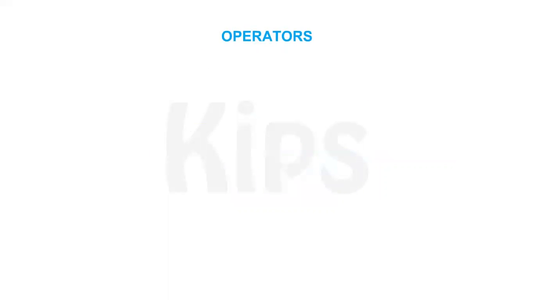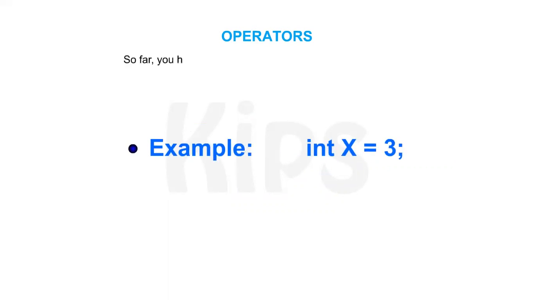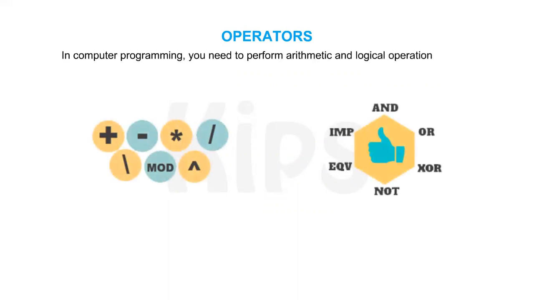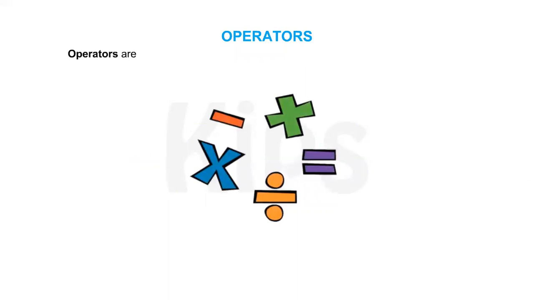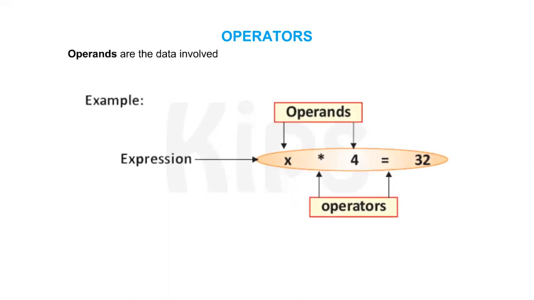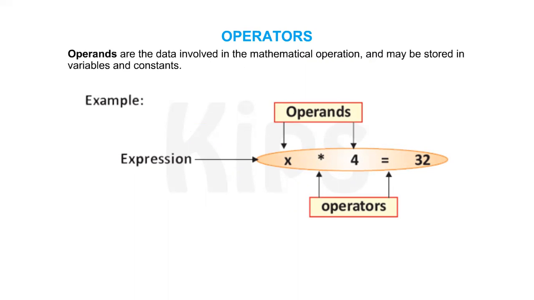Students, let us understand about operators. So far, you have learned how to declare and initialize variables. Now it is time to know how to make use of them. In computer programming, you need to perform arithmetic and logical operations, which can be performed using operators. Operators are special symbols that perform specific operations on one, two, or more operands and give meaningful results. Operands are the data involved in the mathematical operation and may be stored in variables and constants.